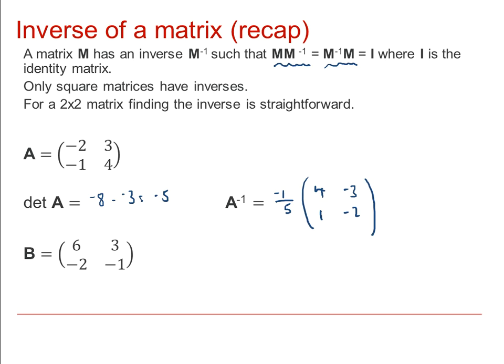For this matrix, if we try and work out the determinant of B, then we find that it is equal to -6 minus -6, which is equal to 0. And therefore we can't find the inverse, and we refer to this as being singular. So a matrix that has determinant equal to 0 is a singular matrix.